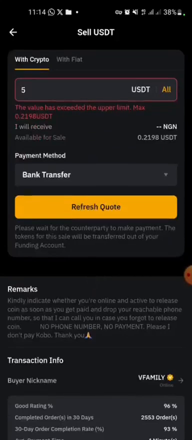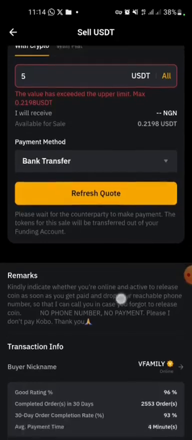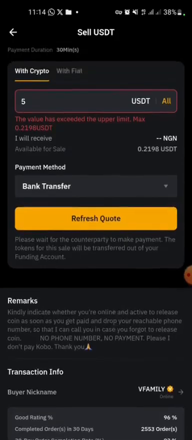And remember, he told you that you have to be online, you have to release coin as soon as possible, and you have to drop your reachable phone number. You can drop your phone number there immediately so that he knows you are serious about doing the business, and he sends you the money as soon as possible. Now once you do that, you wait.